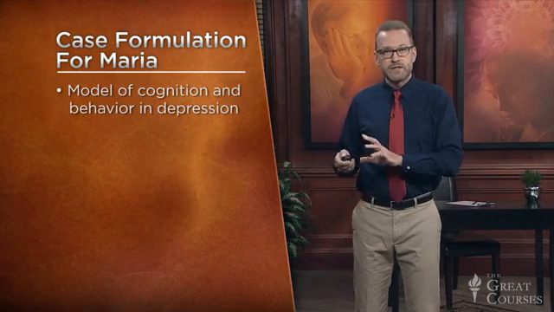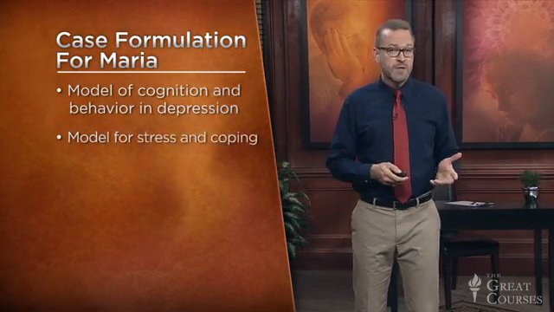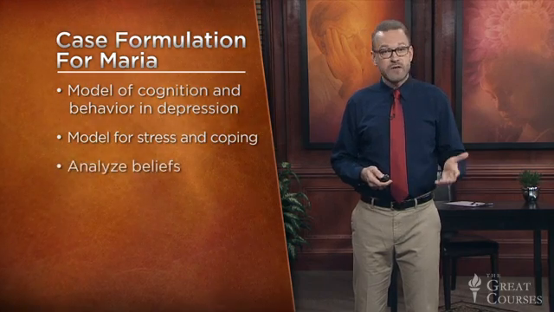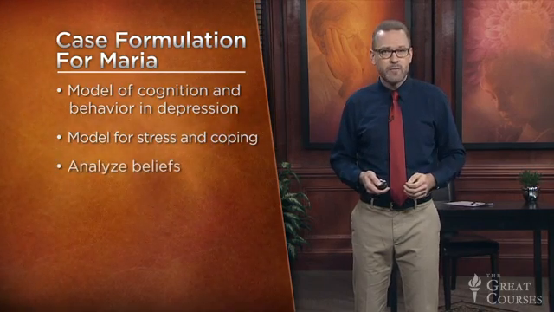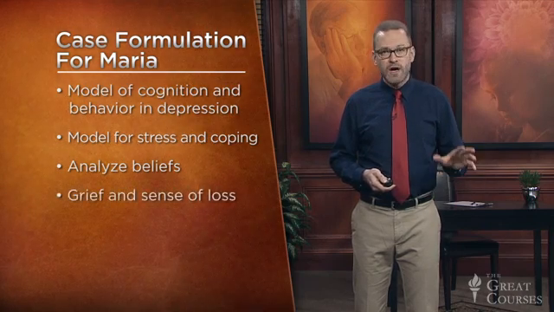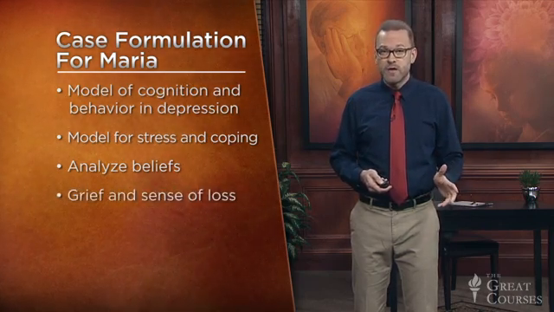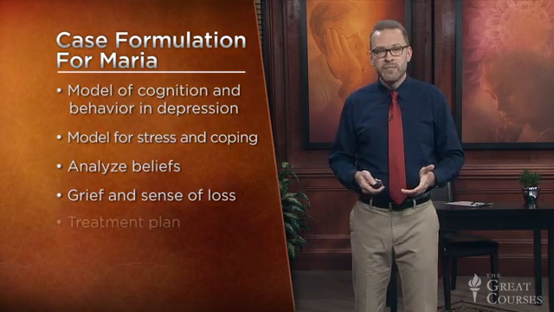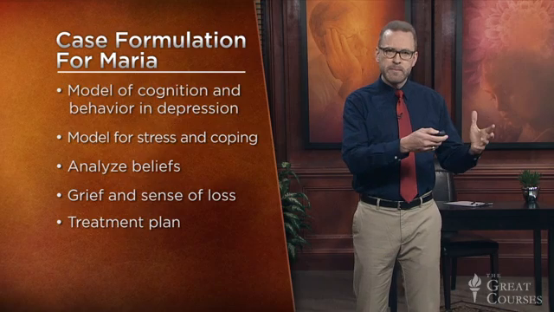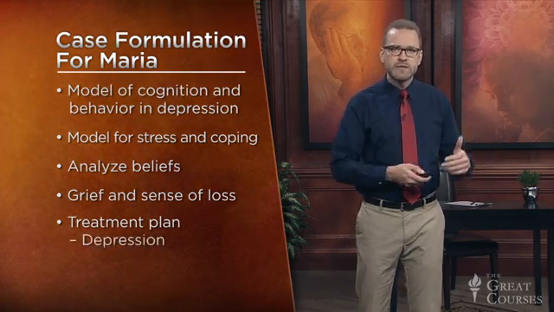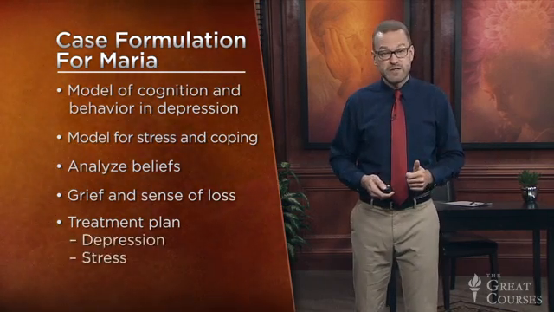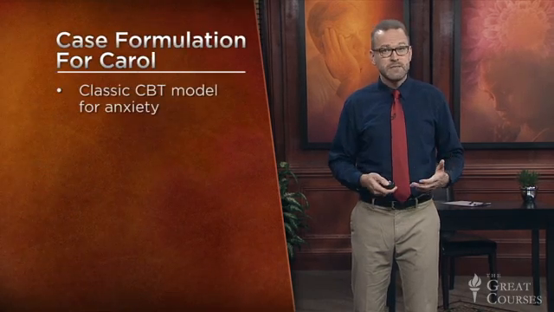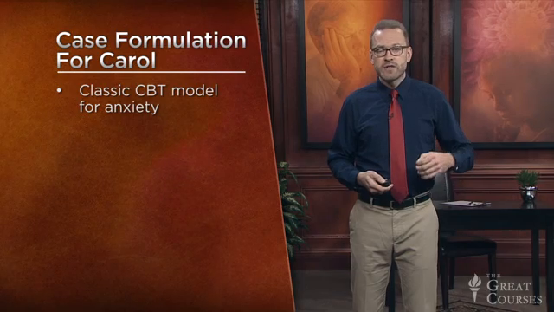Now, for Maria, we're going to use the cognitive model for depression, where we'll look at a different family of cognitions and behaviors. We'll also use the model for stress and coping, and we'll want to look at her beliefs about her need to do it all and her difficulty in asking for help. We're going to need to look at her rising and profound grief and her sense of loss, her beliefs about suffering and her personal strengths and values. And her treatment ultimately will probably be mostly focused on depression, but will include elements of stress management as well as coping with loss.